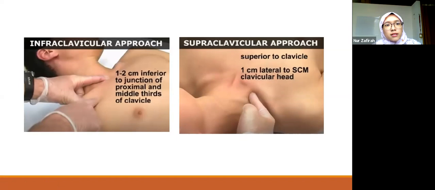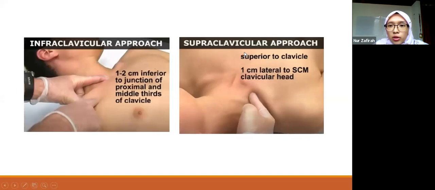There is the infraclavicular approach and the supraclavicular approach for subclavian vein insertion. For the infraclavicular approach, we insert the needle 1 to 2 cm inferior to the junction of the proximal and medial clavicle. This is the clavicle, so the proximal and medial. You can see the hand is where the needle will be put. Then we direct the needle towards the sternal notch, which is here. So roughly parallel to it.